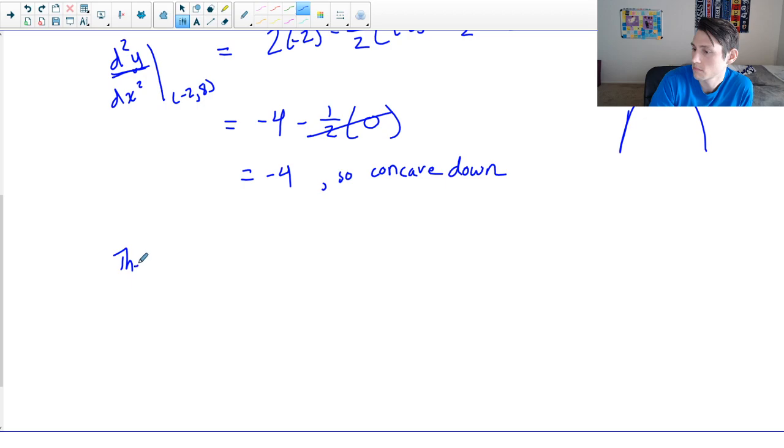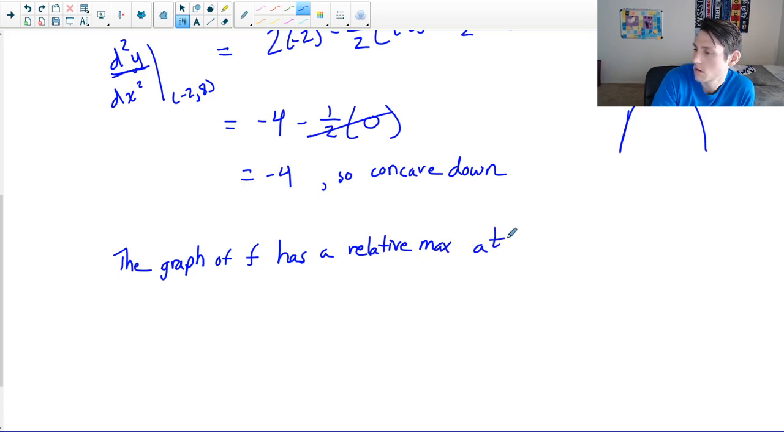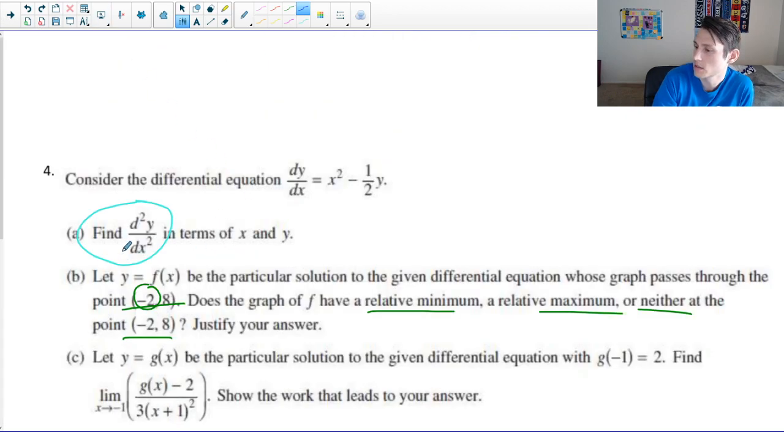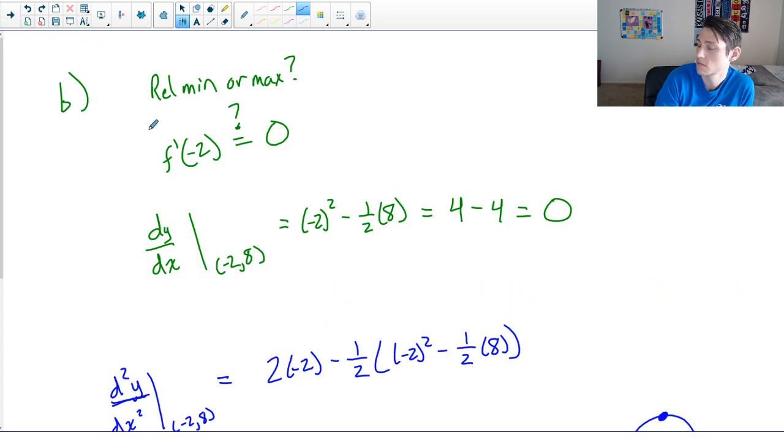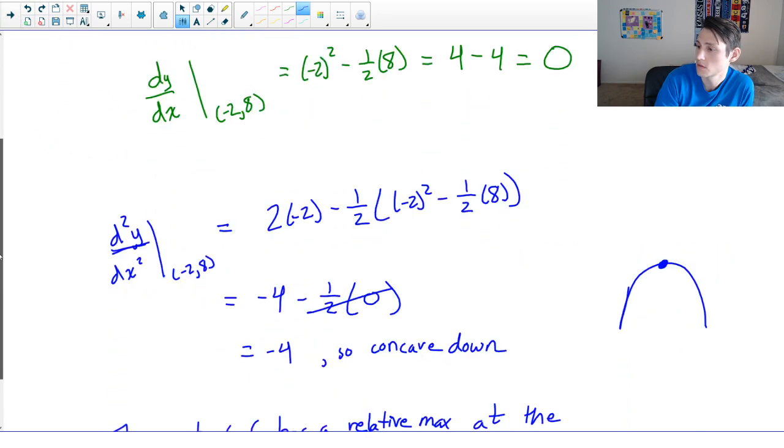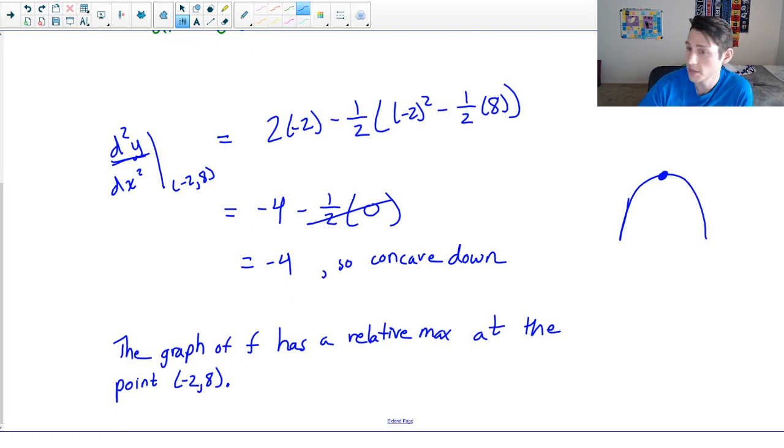So let's write that out. The graph of f has a relative max at the point (-2, 8). I'm sure it asked us for justification. Yes, justify your answer. So let's summarize the information that we solved for and figured out.